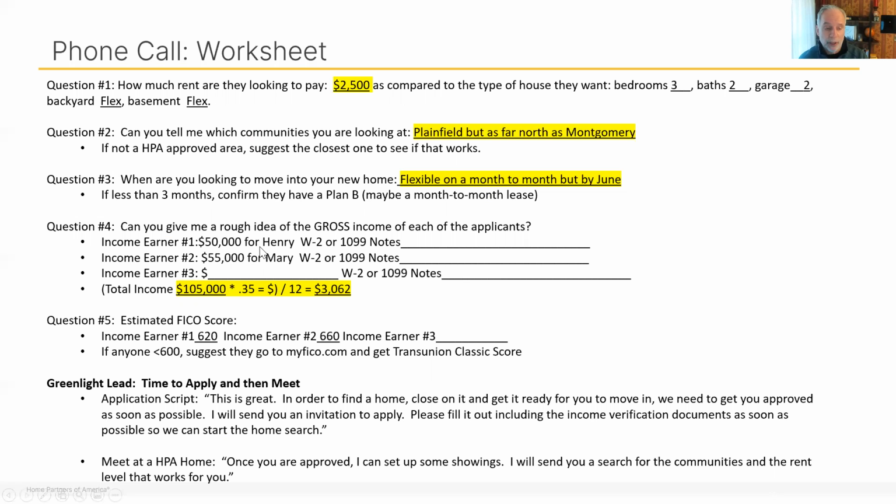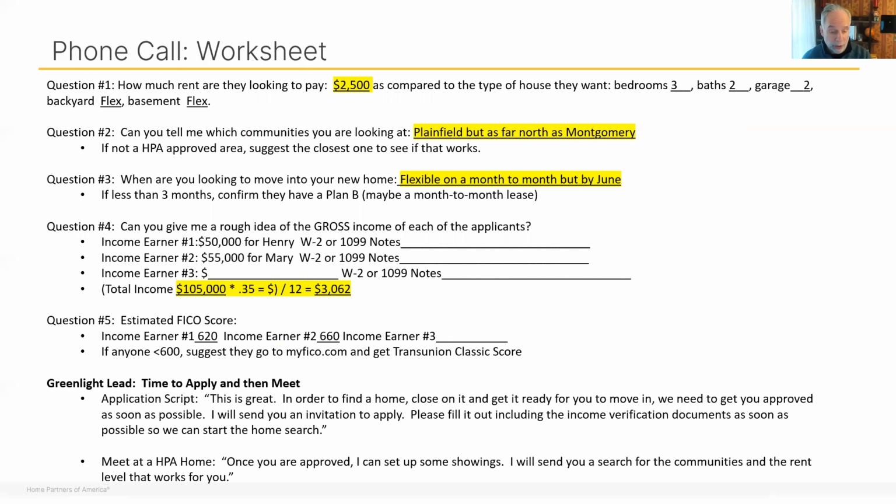But I found out from Henry, his gross income is about $50,000. Mary's is about $55,000. So that's $105,000 of household gross income. You multiply that by 0.35, divide it by 12, and it looks like they might be approved for around $3,000. Again, I'm not sharing that number with him, but remember he's willing to go up to $2,500. It looks like he might even get approved for a little bit more. And so that gives us a good sense of what houses we should be looking at. We confirmed the FICO. His is at 620, Mary's is at 660. We are in great shape.